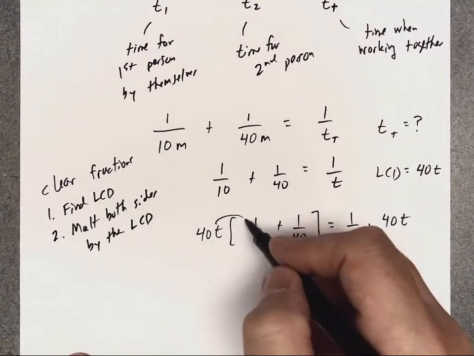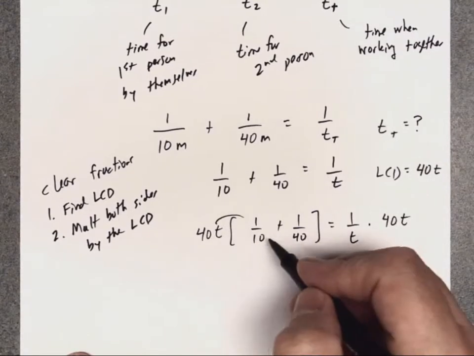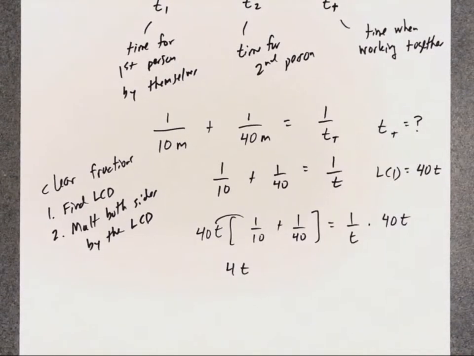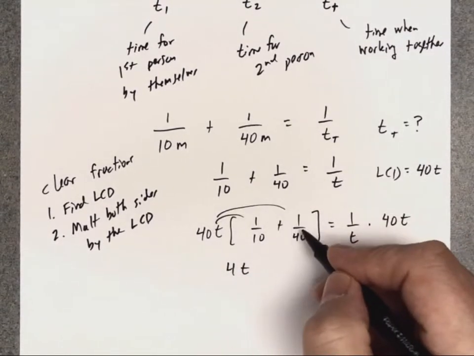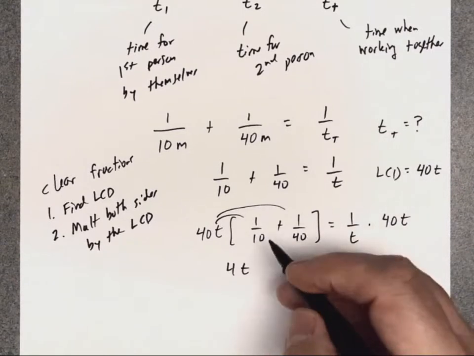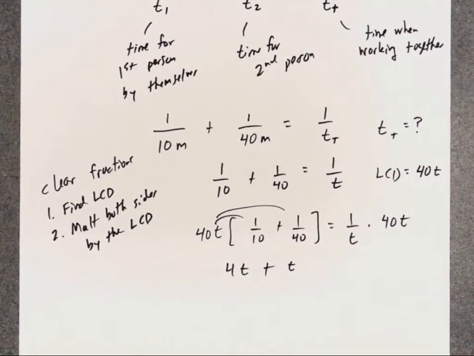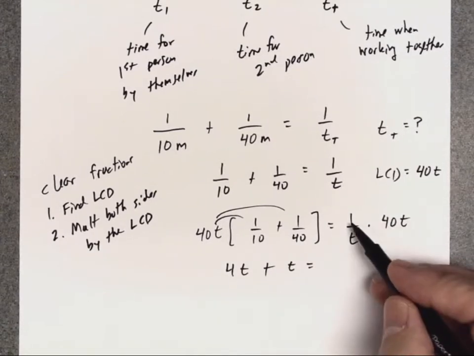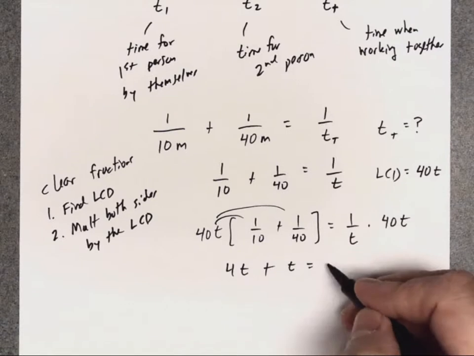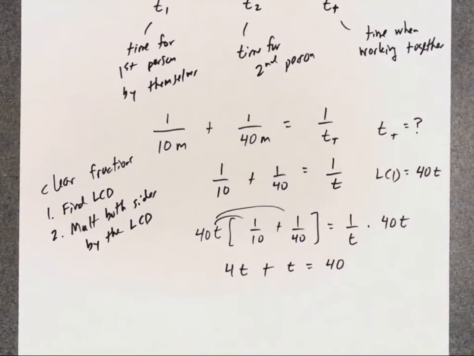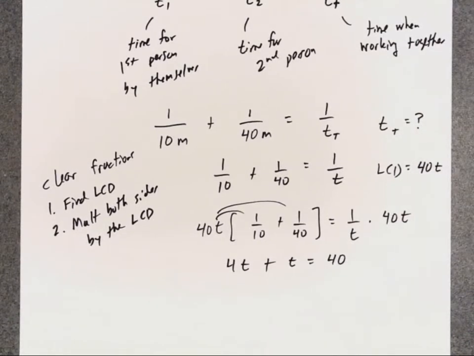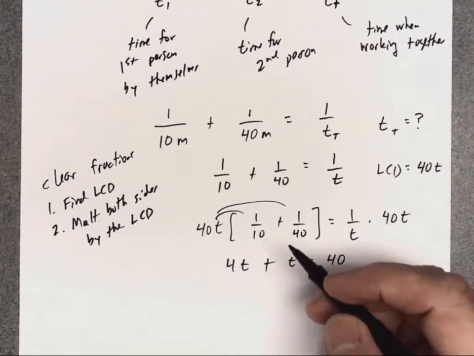So what's 40t times 1/10? Well, 10 over 40 reduces down to 4t. What's 40t times 1 over 40? Well, the 40's cancel out. I'm just left with t. Equals, what's 40t times 1 over t? Well, the t's cancel out. I'm left with 40. All right, that to me is going to be a lot easier to solve than a bunch of fractions.